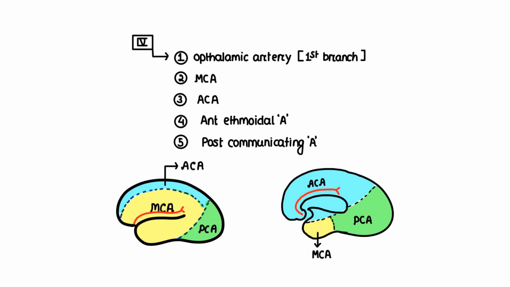Now, speaking of the fourth part of the ICA, that is the internal carotid artery. The fourth part of this ICA gives the ophthalmic artery, middle cerebral artery, anterior cerebral artery, anterior ethmoidal artery, and the posterior communicating artery. We will see these arteries in our next slide. So first of all, you should remember these five arteries. First is the ophthalmic artery. Second, middle cerebral artery. Third, anterior cerebral artery. Fourth, anterior ethmoidal artery. And fifth is the posterior communicating artery.